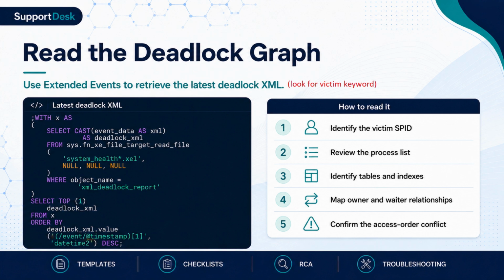Most SQL Server installations capture recent deadlocks in the system_health extended events session. The query on this slide reads xml_deadlock_report events from the system health XEL files. Once you have the XML, read it in 4 parts. First, check the victim list. Second, check the process list for SPID, login, hostname, application name and SQL statement. Third, check the resource list to see which table, index or key was involved. Fourth, read the owner and waiter sections. They tell you who held each lock and who was waiting.